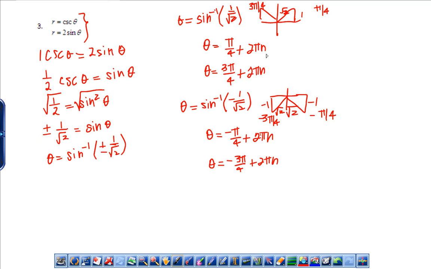So if you plug in values for n for both your positive and your negative, your answers are going to be pi over 4, 3 pi over 4, 5 pi over 4, and your last one would be 7 pi over 4.